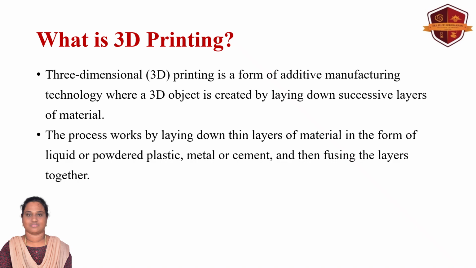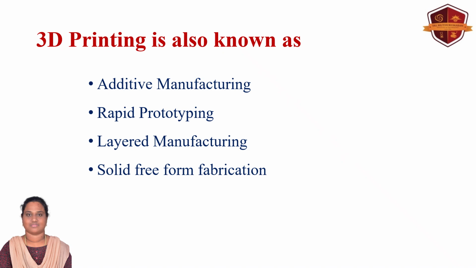For that, it uses a 3D CAD model as input, converts the model into thin layers, and builds the object along X, Y, and Z axis. Materials used here are plastic, resin, metal, powder, cement, etc. 3D printing is also known as additive manufacturing, rapid prototyping, layered manufacturing, solid freeform fabrication.